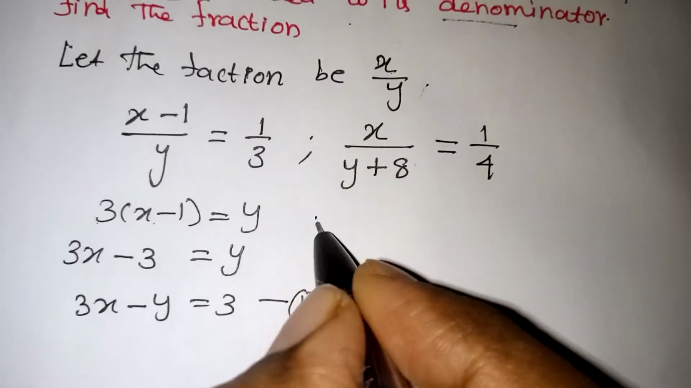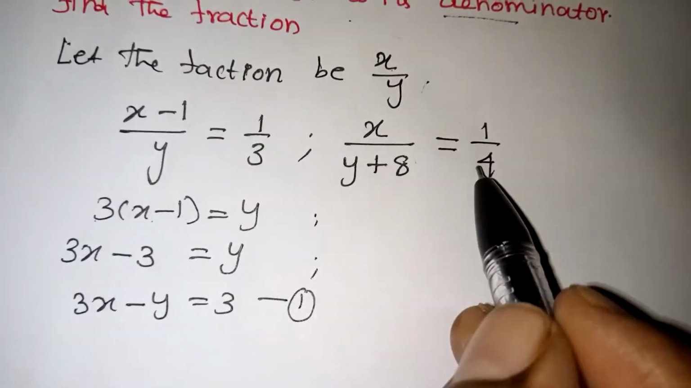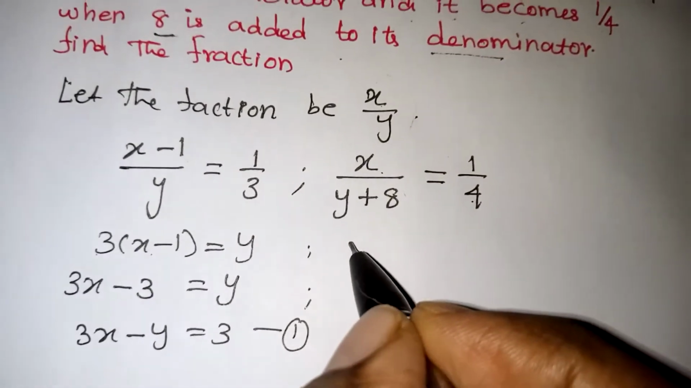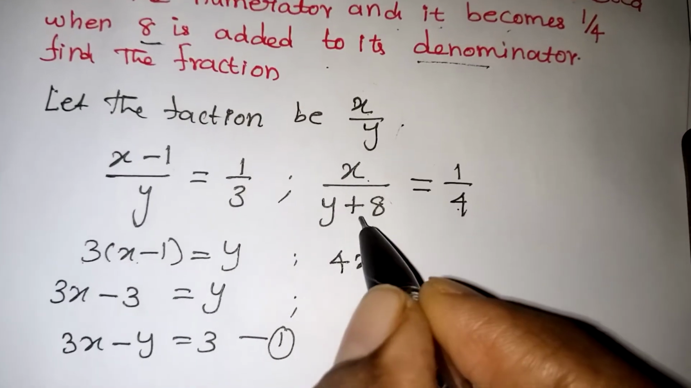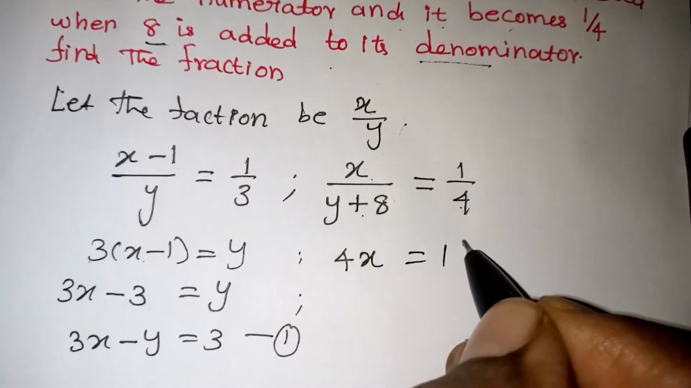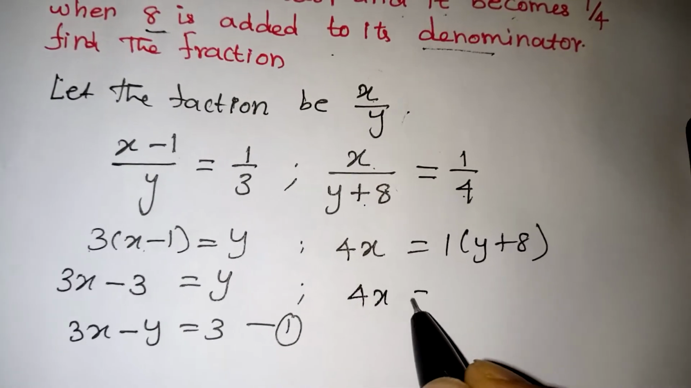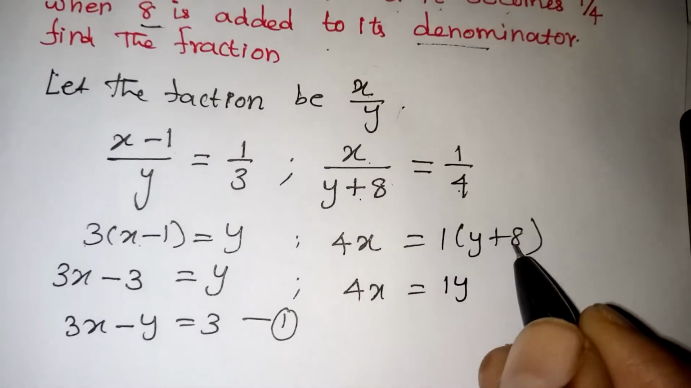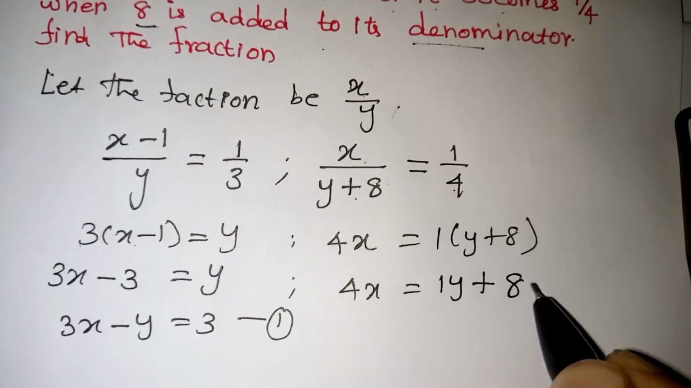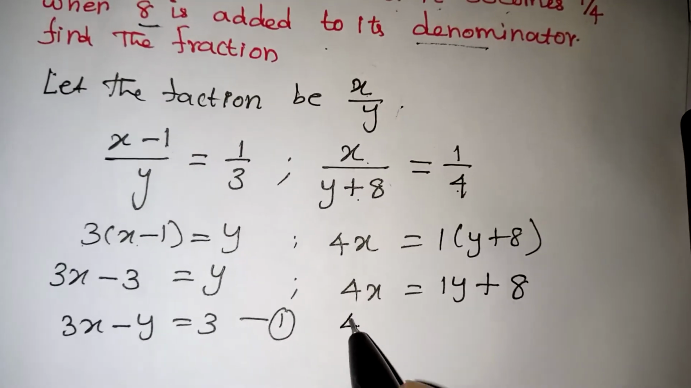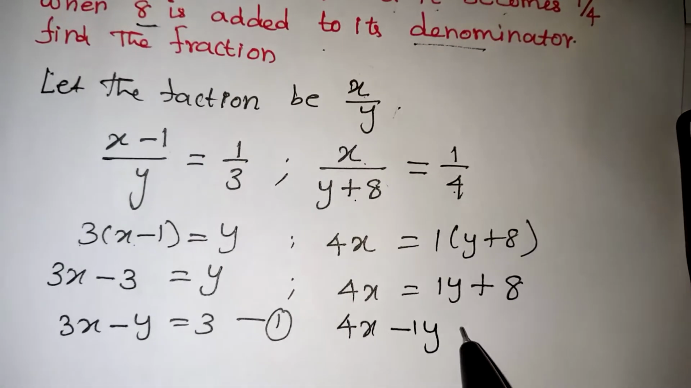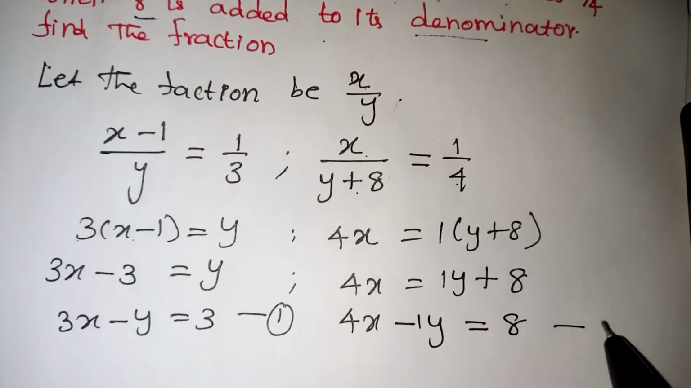The second equation we also do in the same method. Do the cross multiplication. 4 into x will become 4x. This is 1 into y plus 8 only. That is 4x is equal to 1 into y, 1y, and 1 into 8, it will be 8. So bring the y to this side. So 4x minus 1y is equal to 8. This is our second equation.